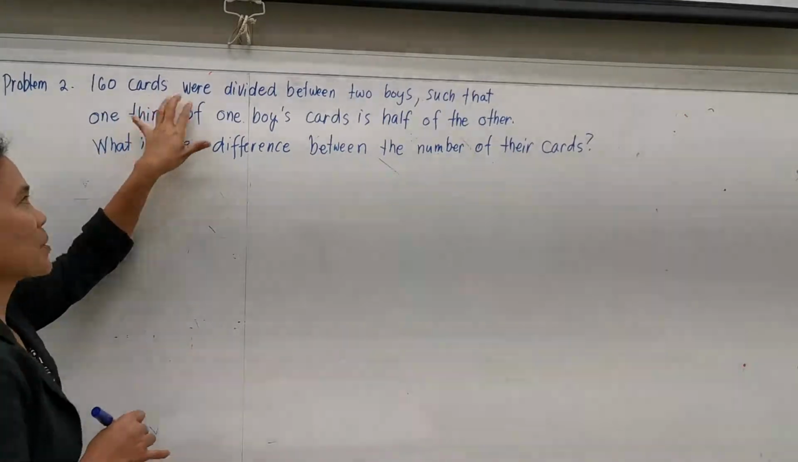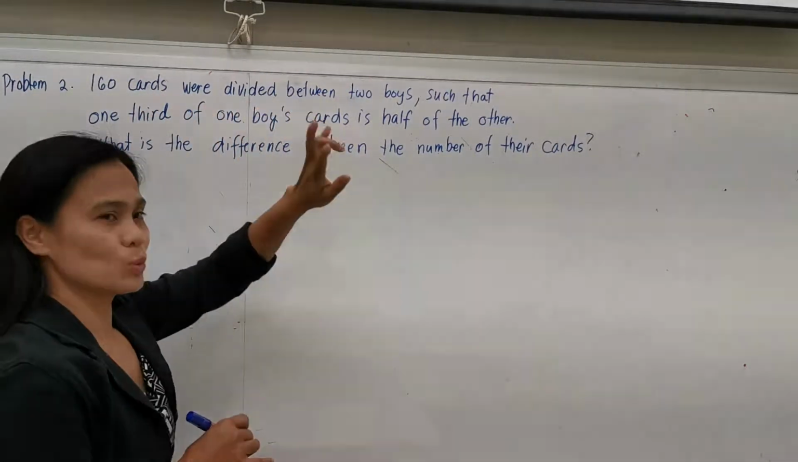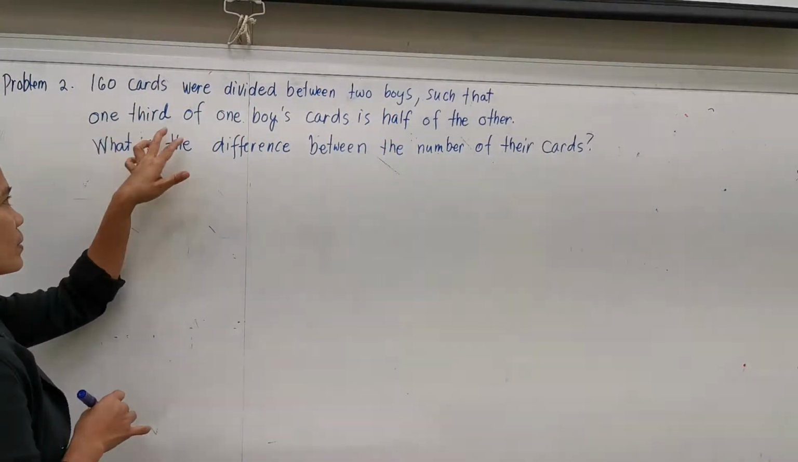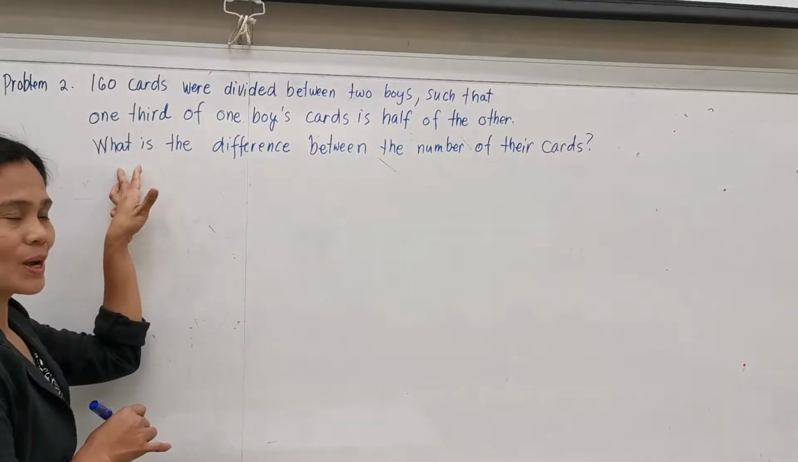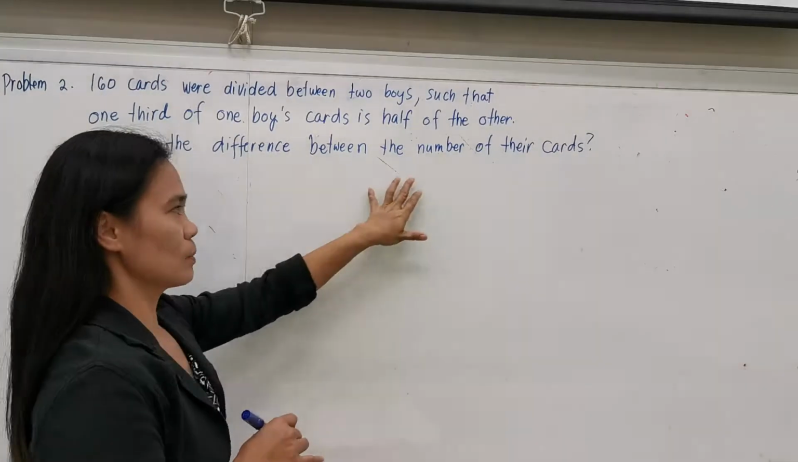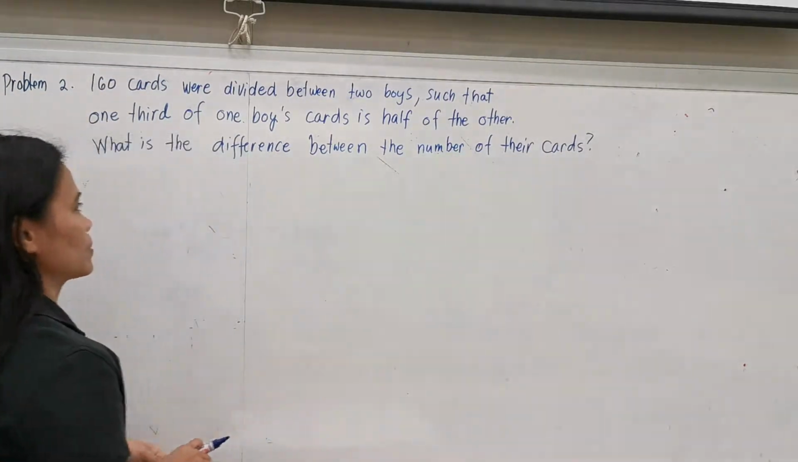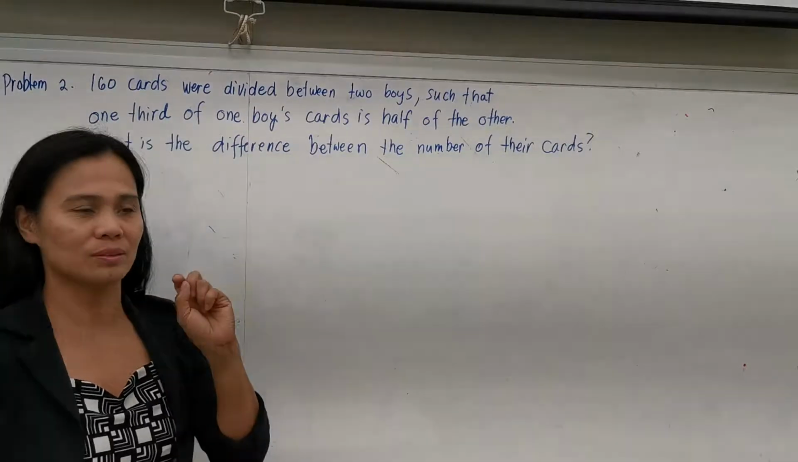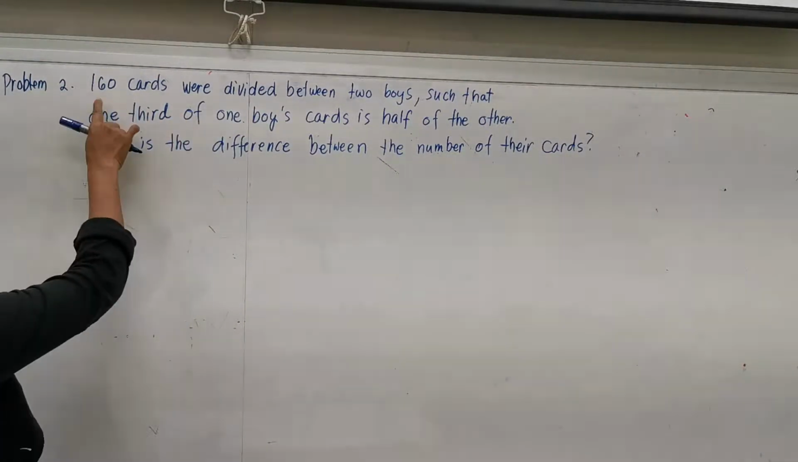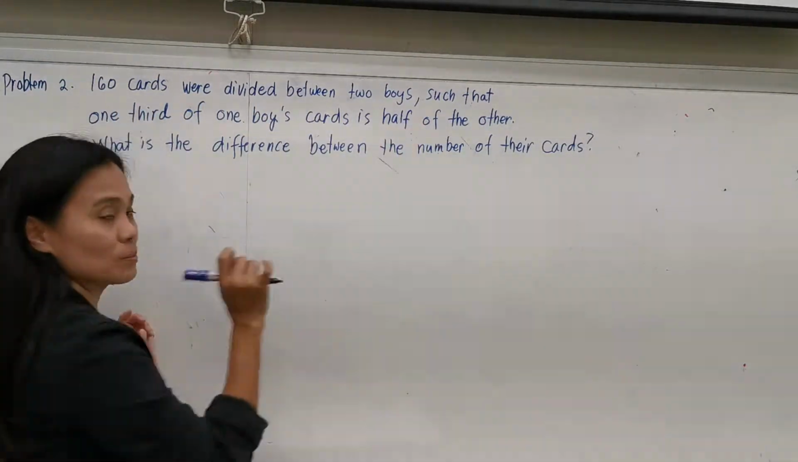160 cards were divided between two boys such that 1/3 of one boy's cards is half of the other. What is the difference between the number of their cards? Okay, so we need two equations again. So we have to derive the equations from the sentences, starting with sentence number 1.